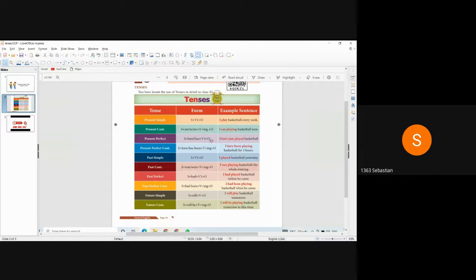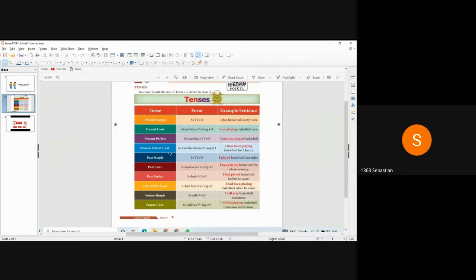Usages of present perfect tense. To indicate a past action which is not defined by a time of occurrence. Another usage, to indicate an action that started in the past and has continued until now. So I have played basketball means I started playing basketball in the past, and it has ended just now. That is the meaning.